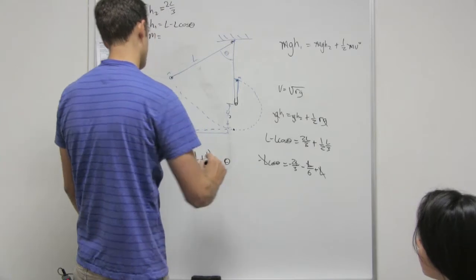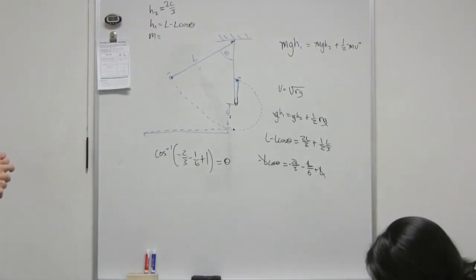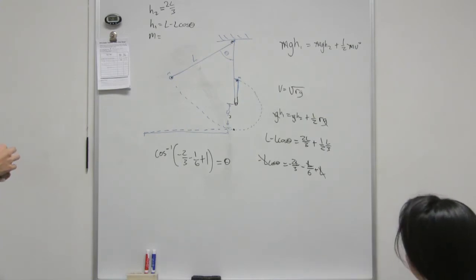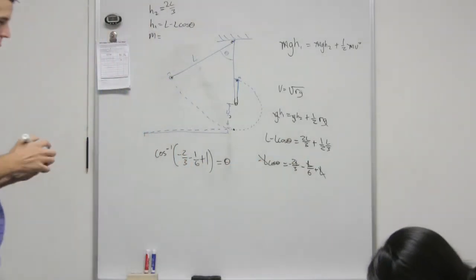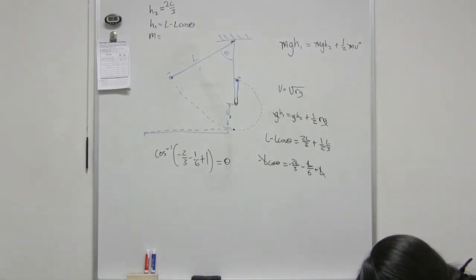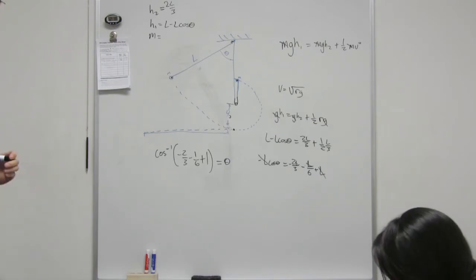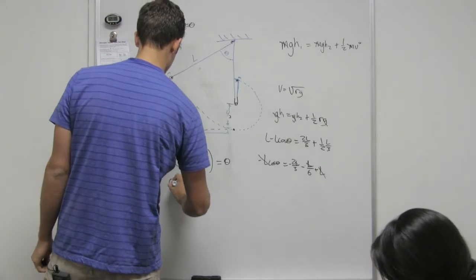Where did you cross out all your L's? Because we had an L in every term. You divided by negative L, remember? So every term has an L in it, and they just go away. So negative 2/3, that's negative 4/6. So negative 5/6 plus 1 is 1/6. So the inverse cosine of 1/6.